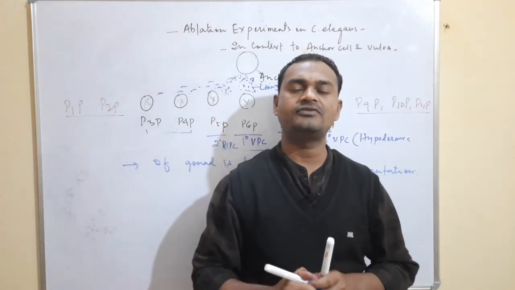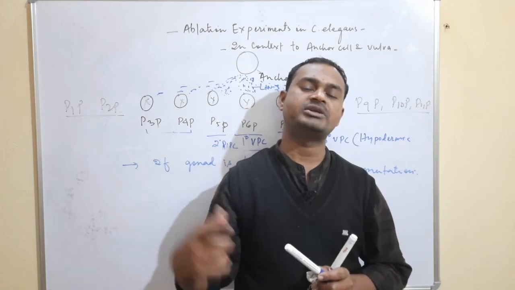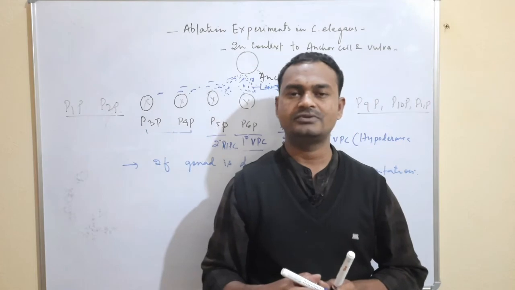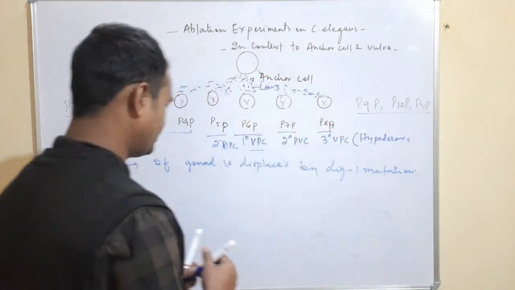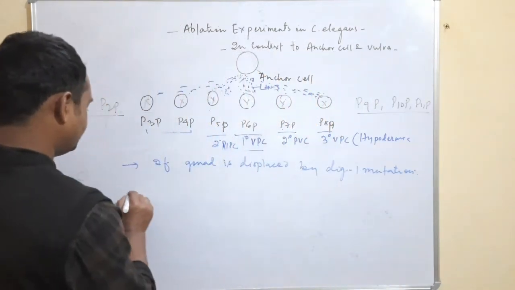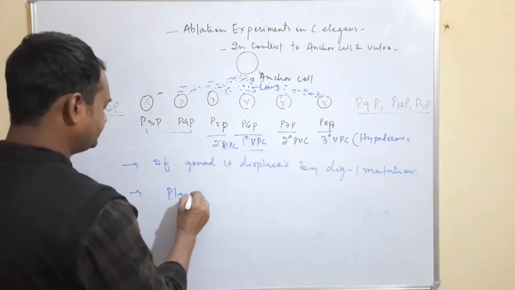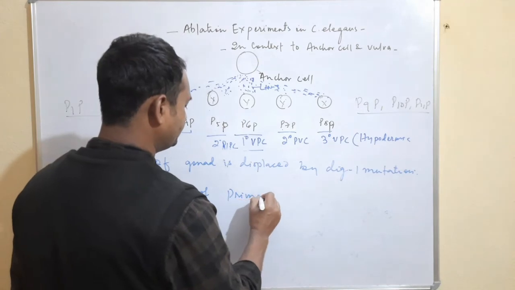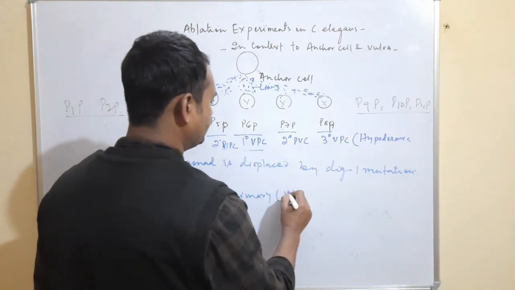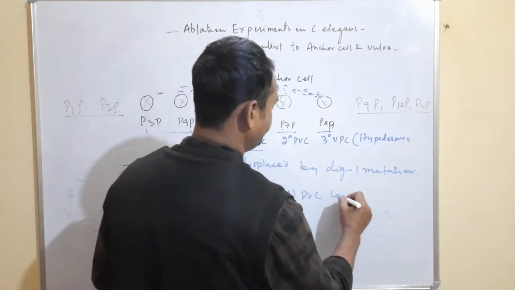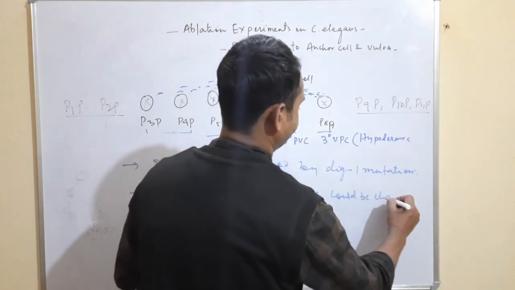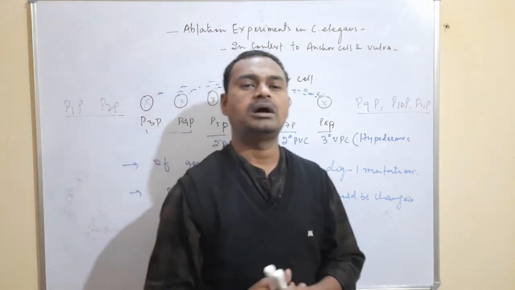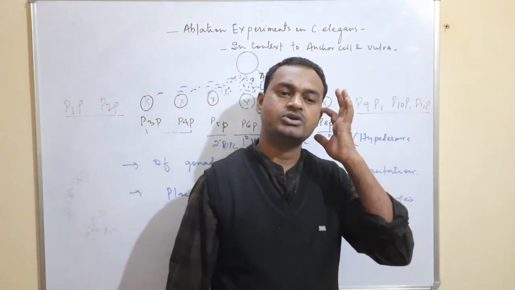The position of the 1 degree, or you can say the primary vulva, could be changed based upon the position of the gonad. Means the place of the primary VPC could be changed. So the fate of the primary vulva precursor cells could change.